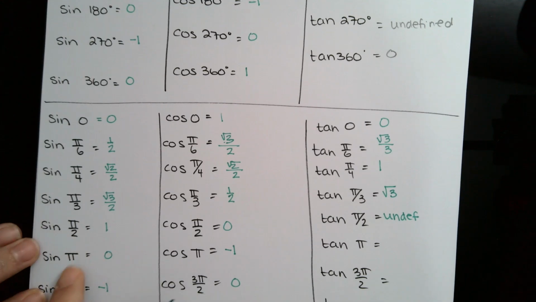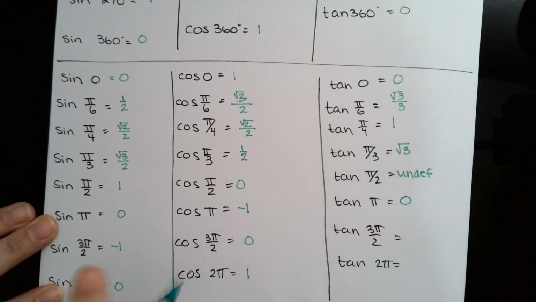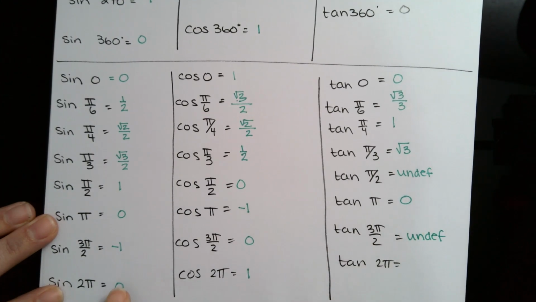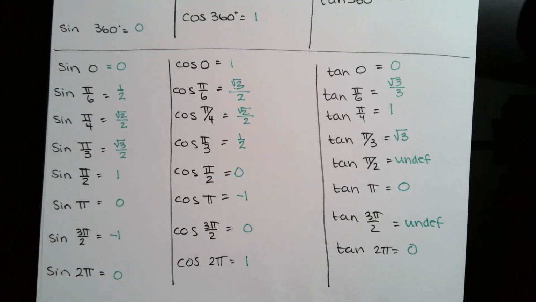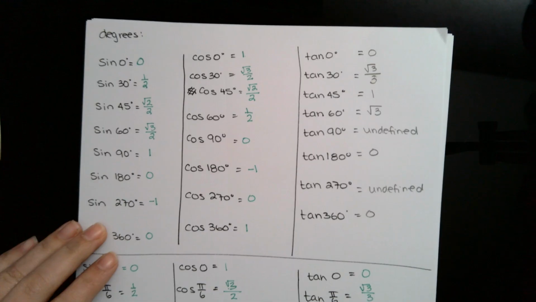Then we got pi, sine over cosine. 0 divided by -1 is still 0. -1 divided by 0, that's undefined. And we're back at 0 divided by 1, which is 0. Okay, so these are the values on this page for your degrees and radians that you need to have memorized.